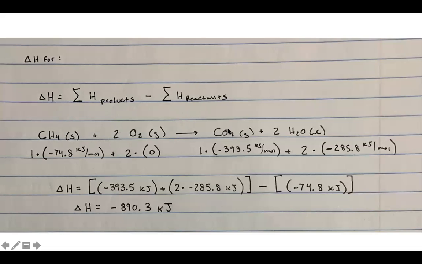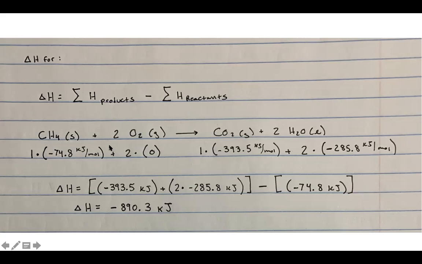Here I wrote my chemical equation and I wrote the values from the table below it. The formation of methane was negative 74.8 kilojoules per mole. Oxygen gas is in its natural, standard state, so its enthalpy of formation is 0. Carbon dioxide is negative 393, and liquid water is negative 285.8.